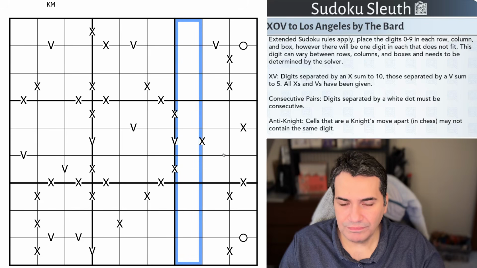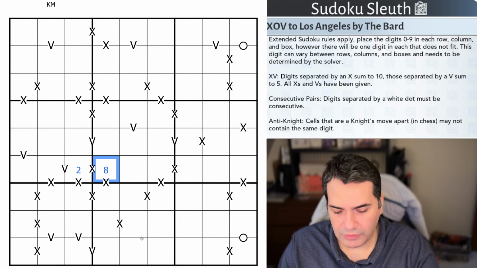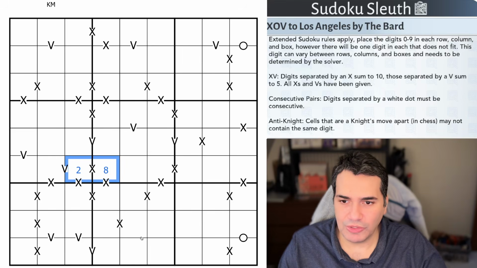Interesting. XV. Digits separated by an X must sum up to 10, and digits separated by a V must sum up to 5, and all X's and V's have been given. I'm having a look around to see if I can stand a chance of finding one. Let's have a look at this cell. If this cell is 2, for example, to get these two cells adding up to 10, this would have to be an 8. With a V, they have to add up to 5, so if this is 2, this would have to be 3. Fairly straightforward.